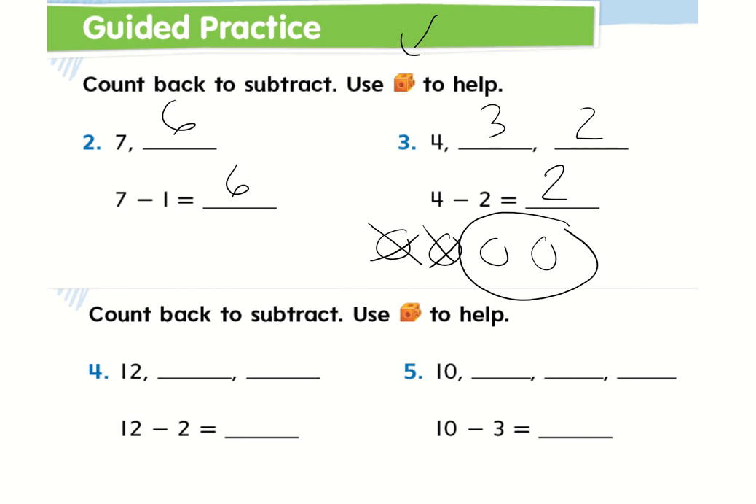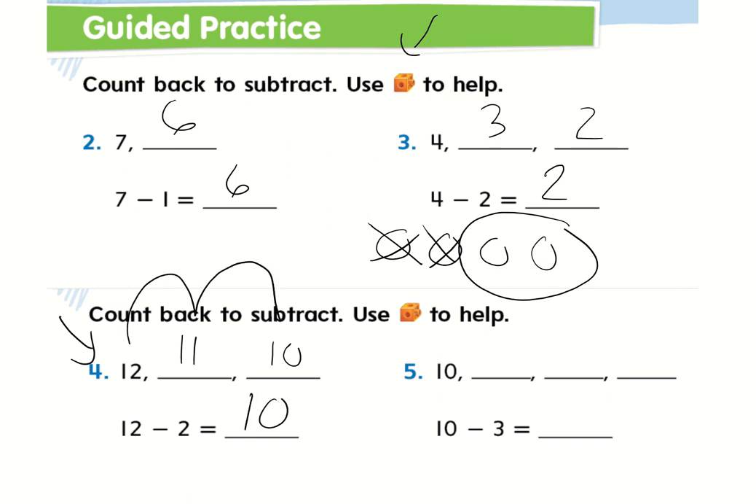Let's finish up with these two on the bottom. Now we're getting into some bigger numbers here. We're starting off with the number 12. These ones are going to be a little tricky. So I start with the number 12. I have to think to myself, what comes before the number 12? Okay, so I have 12, 11, 10. So if I count back 1, 2 spots just like that, then 12 minus 2 is going to equal 10.